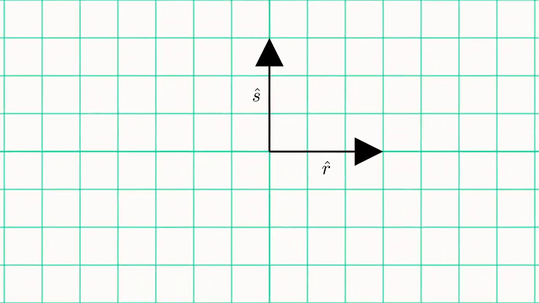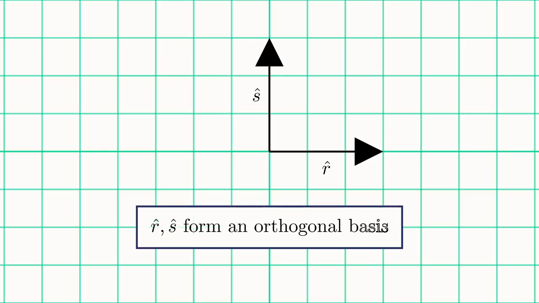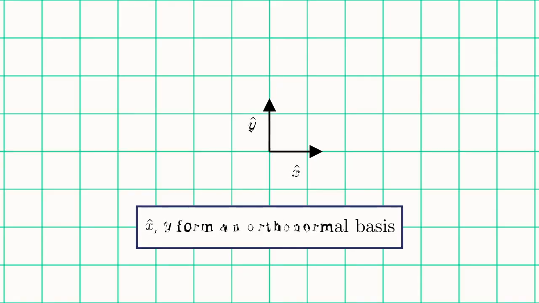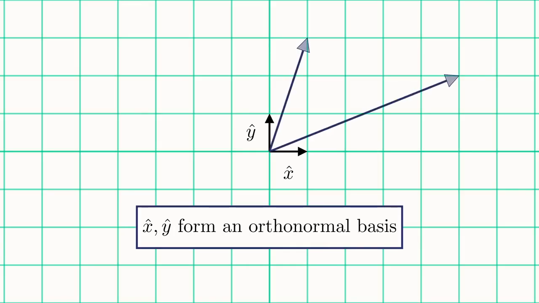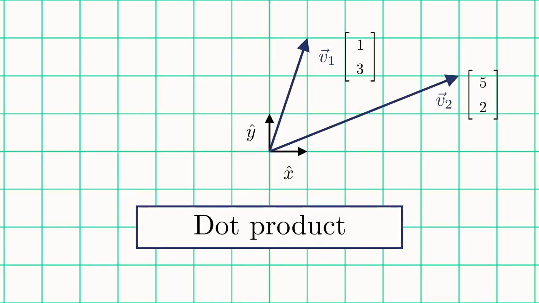In the language of linear algebra, we would say that these two vectors are orthogonal to each other. And since any other vector in the plane can be expressed as some combination of these two, they form an orthogonal basis. If these basis vectors also both had a length of 1, then they would be an orthonormal basis. Something we can also do with vectors in the 2D plane is to form a dot product, which involves multiplying the components of each vector and then adding them up.